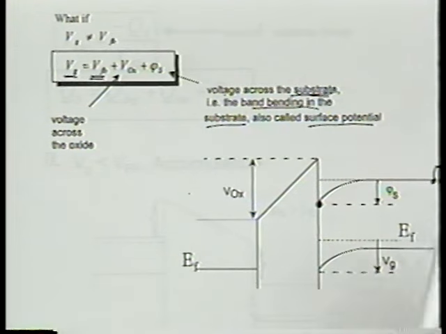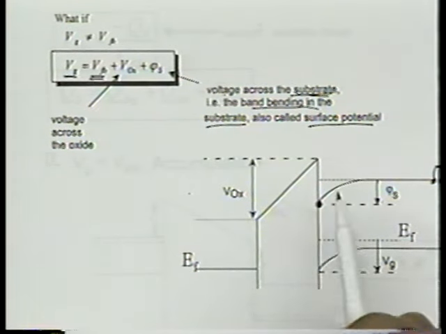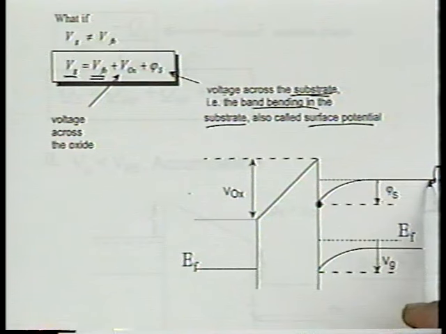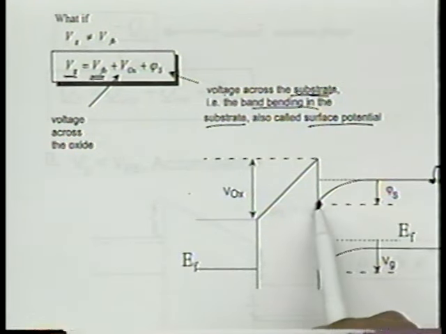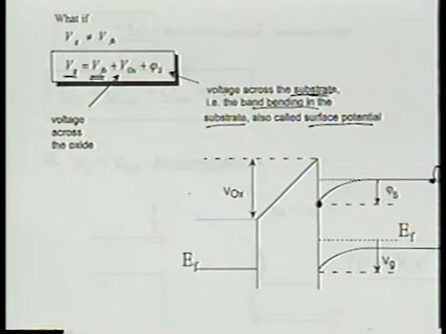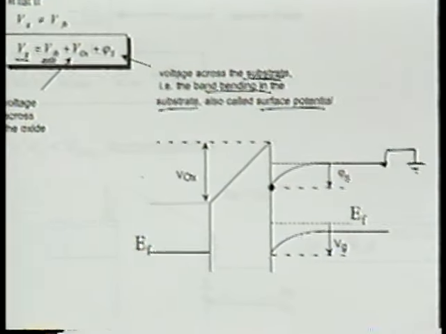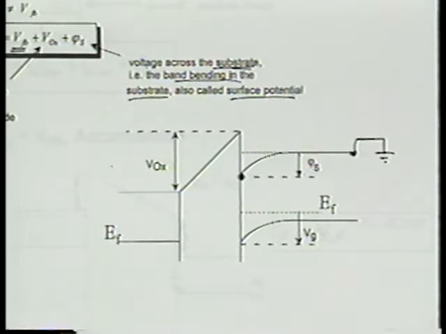It also can be called a surface potential. Why? Because if we consider this as zero potential, then the potential of the surface is this quantity, phi s. All right? So that's the meaning of phi s. So there are three names for phi s. It's the voltage drop in the substrate, it's the surface potential, and it's the band bending. They all represent the same thing. Okay? All right.